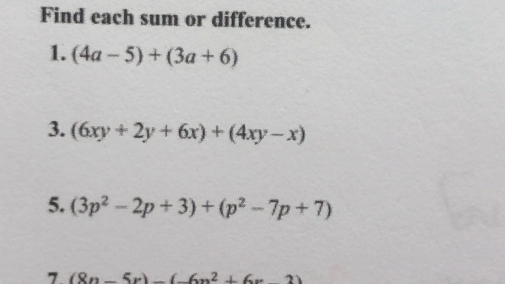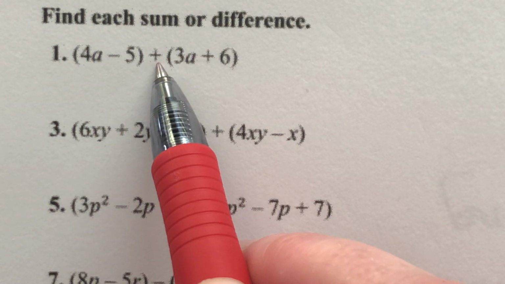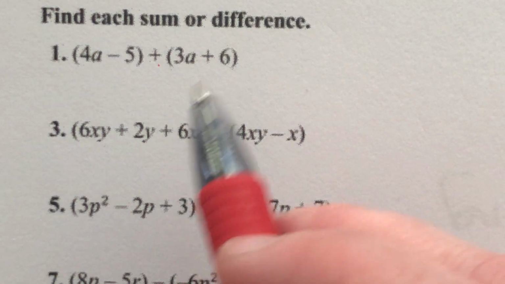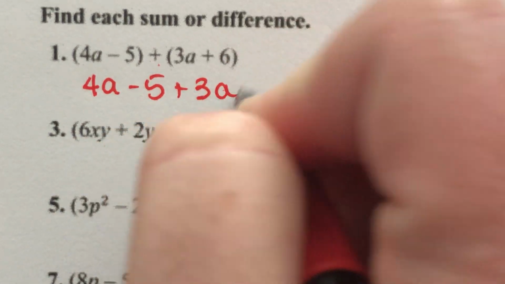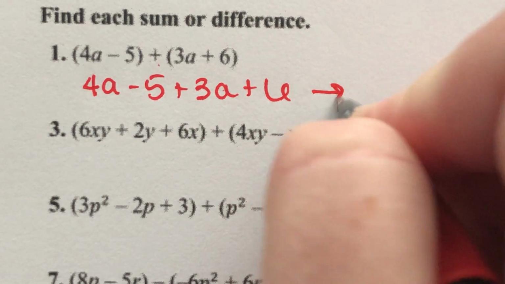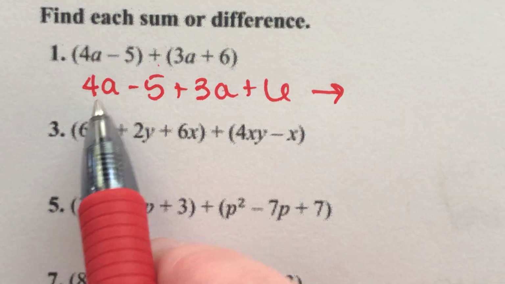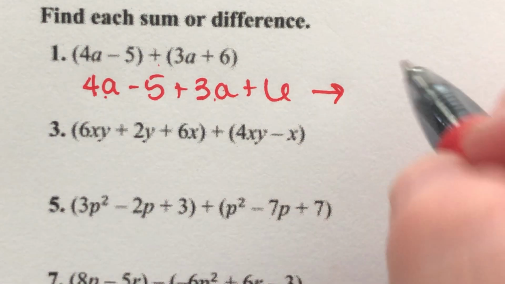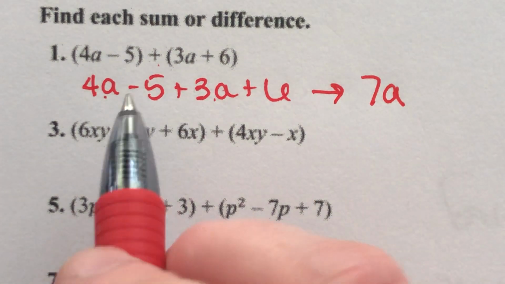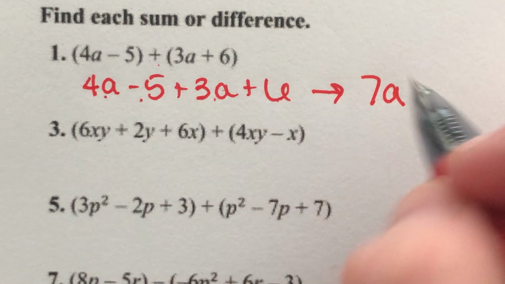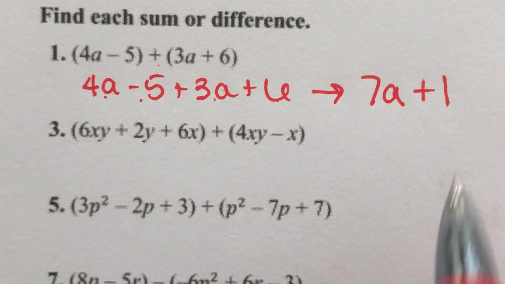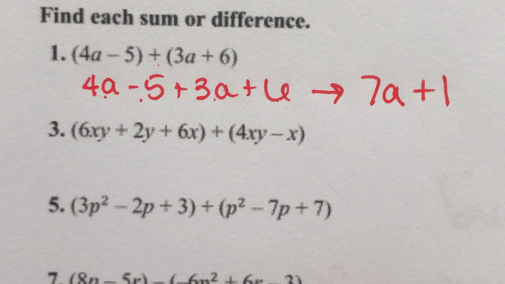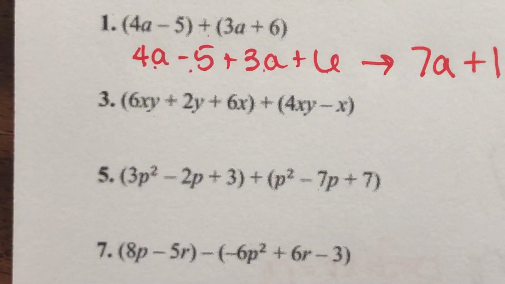All right, find each sum or difference. So here we're adding. When we're adding, we don't have to do anything different, so we're just gonna take the parentheses away. 4a minus 5 plus 3a plus 6. I wanna combine my like terms, so 4a plus 3a is 7a, and negative 5 plus 6 is positive 1. So that's my answer. Done. That easy, right? I'm just going to go straight down here.